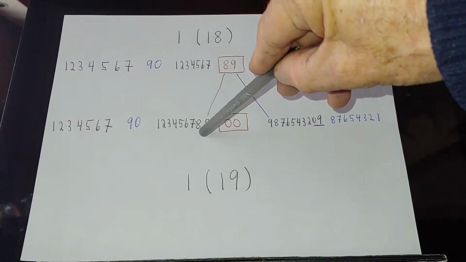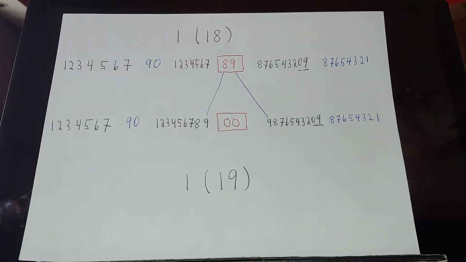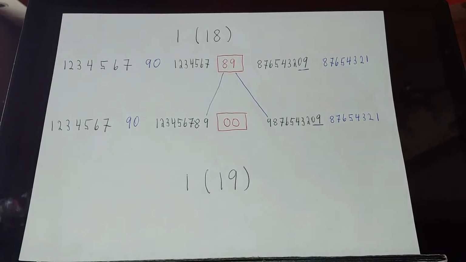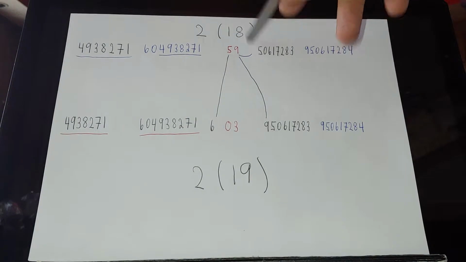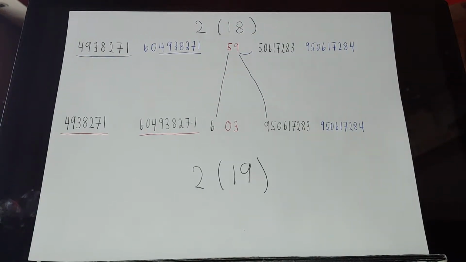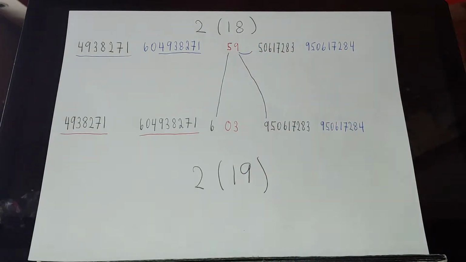The 8 goes to a 9, and the 9 goes to a 9, and everything on the right-hand side is always what it was. But 89 goes to 0, 0, and that's what changes. And with 2, the 5, 9 is going to go to 0, 3, because 2 squared was 0, 4. 0, 4 minus 1 gives us a 0, 3, and it will continue on. It will always be 0, 3.